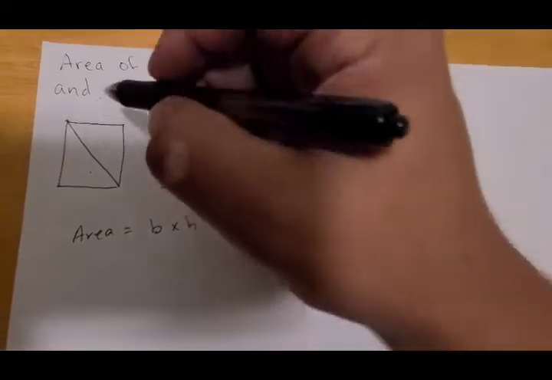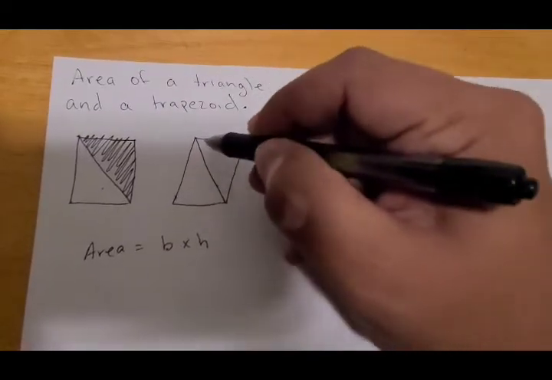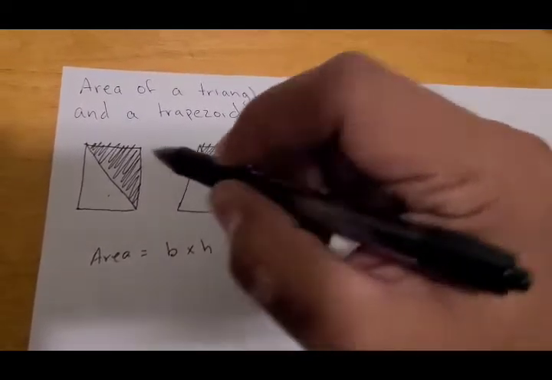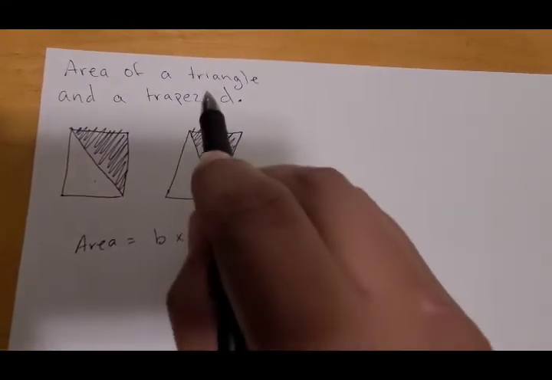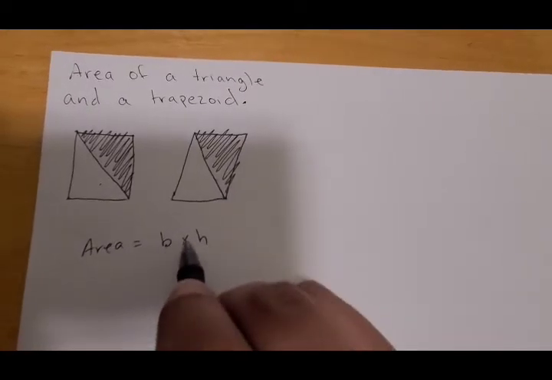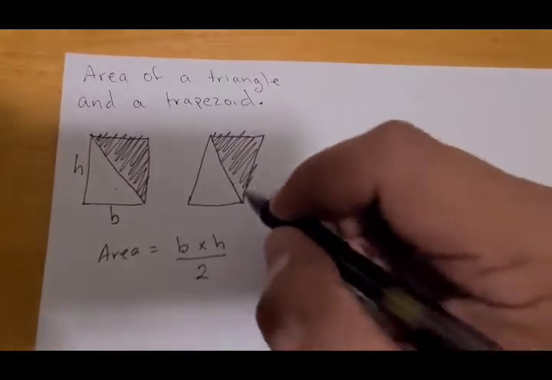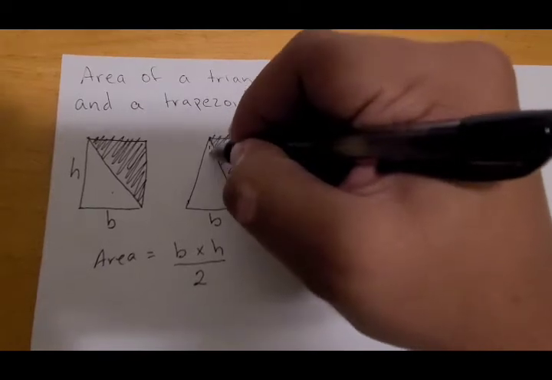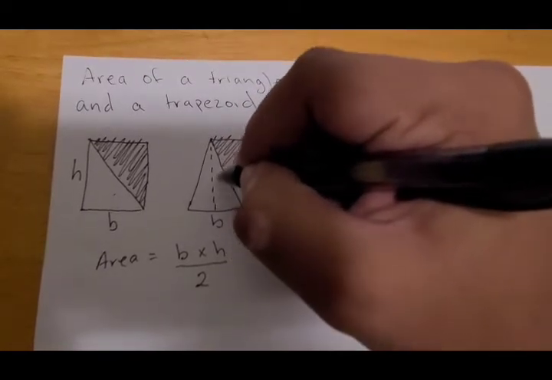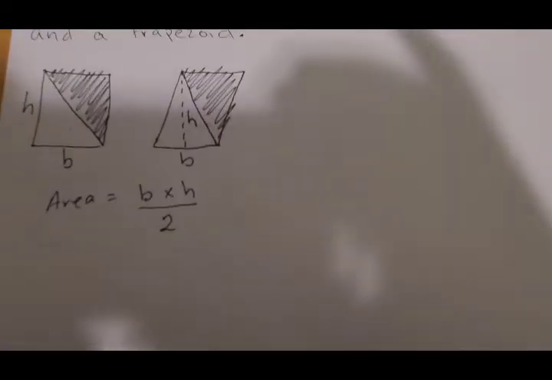But since we are only looking at half of it to use our triangles, the formula for the area of a triangle is base times height divided by 2, since we're only using half. Again, this is the height, this is the base, this is the base, and in this one over here, the height is from its tallest point to the bottom.